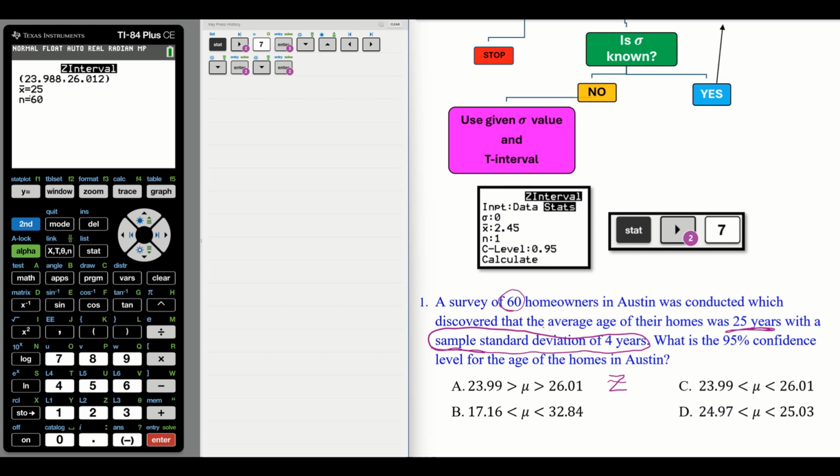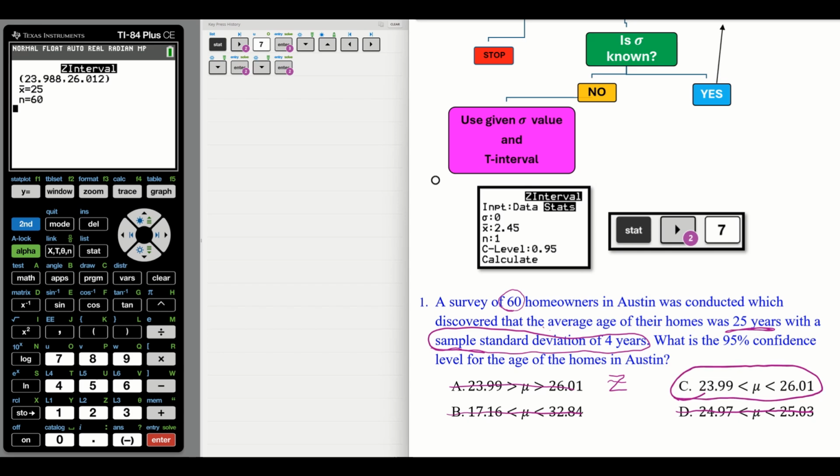Well, let's look at what we have. Be careful. Yes, you can scratch out B and D. But when you look at A and C, obviously there's something wrong with A. These don't make sense. You cannot say that 23.99 is greater than 26. This A just doesn't make sense, so it has to be C.